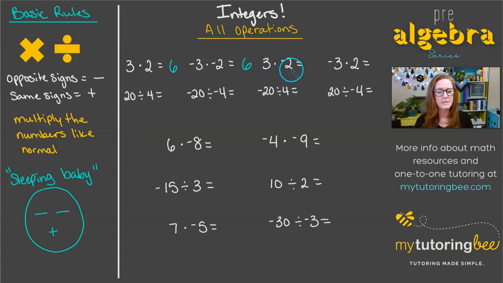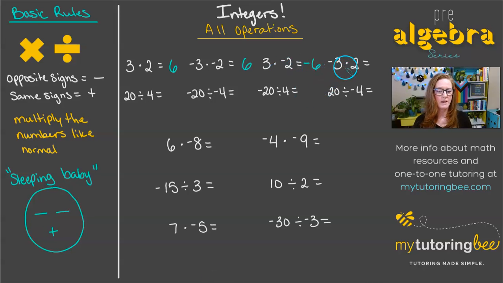Okay, let's see how it works on this problem. We have a positive 3 times a negative 2. So I'm going to cover up the positive and the negative. That leaves us with a negative sign. So that means that our answer is going to be negative. And then the 3 times 2, that part doesn't change. It's still 6. So we wind up with negative 6.